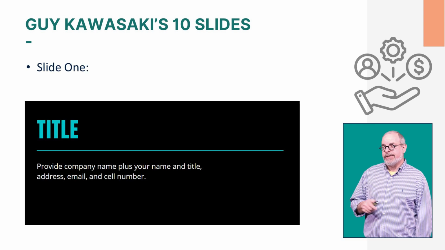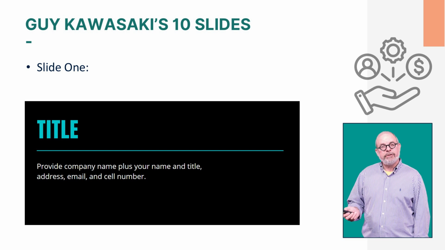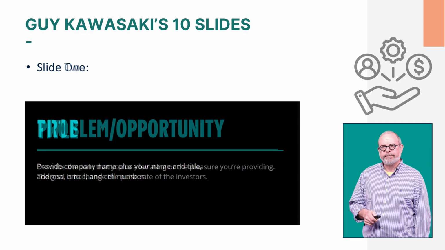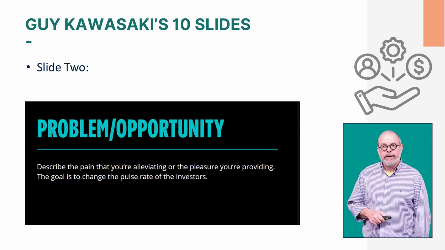Slide 1 is the title slide, where you simply put your company name, your contact information, and your name and title. Maybe it has your cell phone number so that an investor can get in touch with you. The second slide is the problem that you solve, or the opportunity in the marketplace.